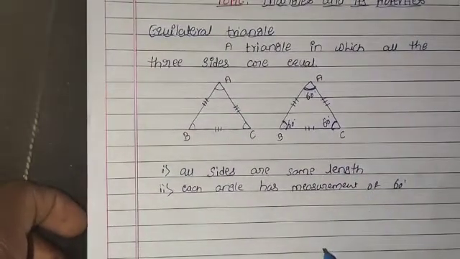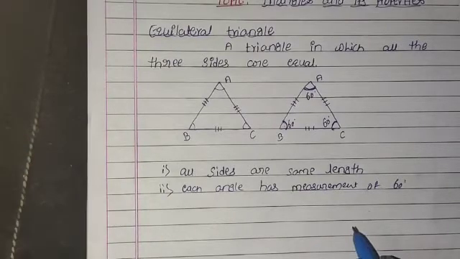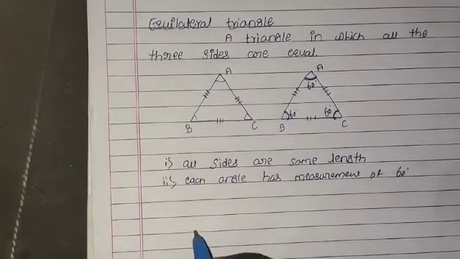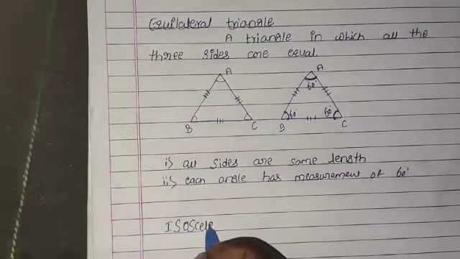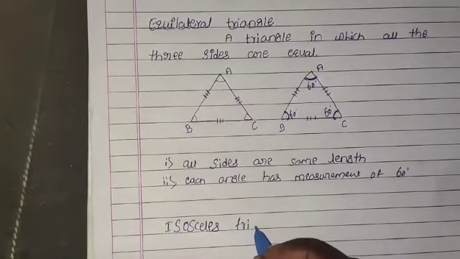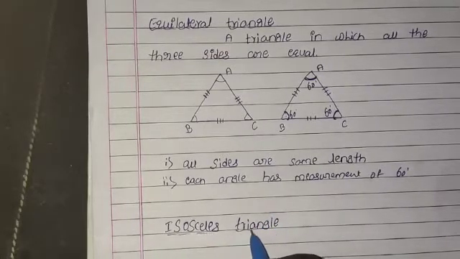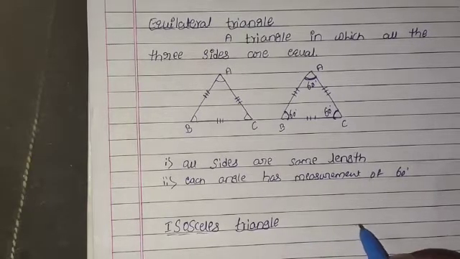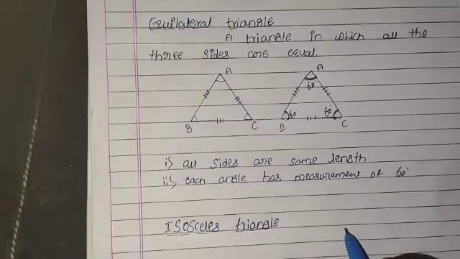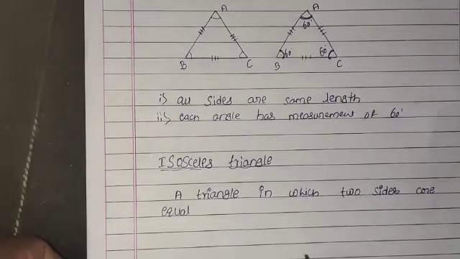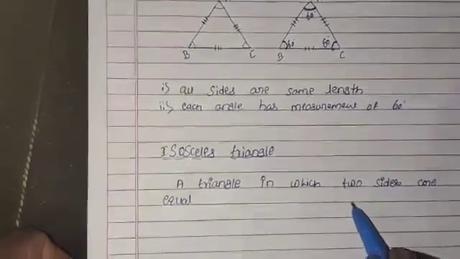If a triangle has two sides equal, then we call it an isosceles triangle. What do you mean by an isosceles triangle? An isosceles triangle means a triangle in which two sides are equal. That triangle we call an isosceles triangle.